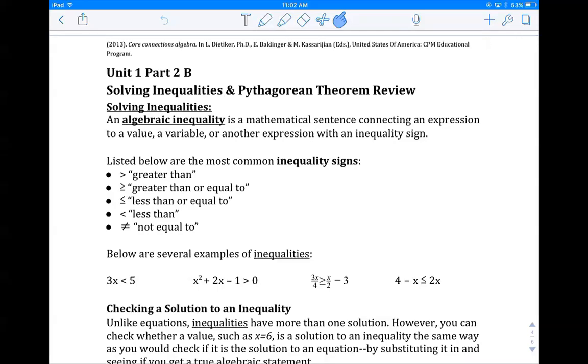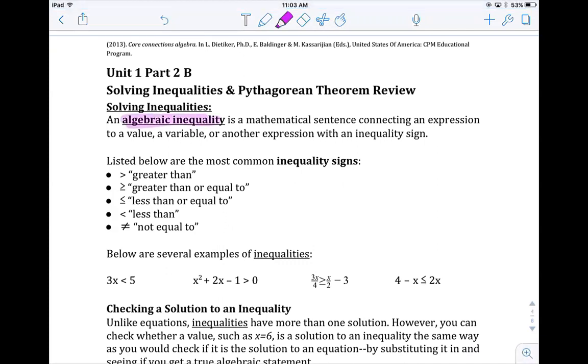The notes for today are on Unit 1, Part 2 on solving inequalities. So you have seen inequalities before. We've talked about them with comparing and ordering numbers. And an inequality, just to start off, is a mathematical sentence connecting an expression to a value, a variable, or another expression with an inequality sign. So that's the main thing that makes it an inequality. It has that inequality symbol.